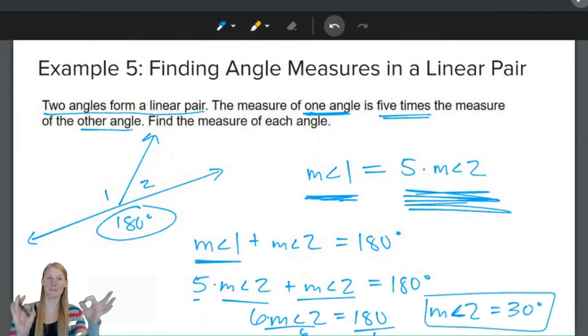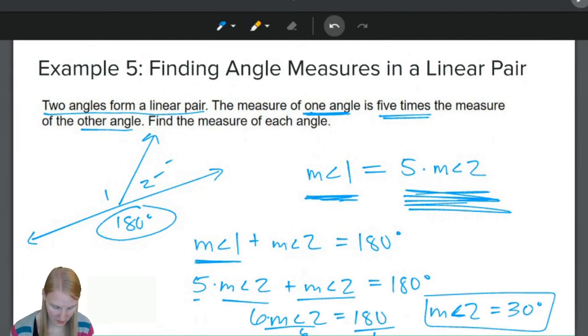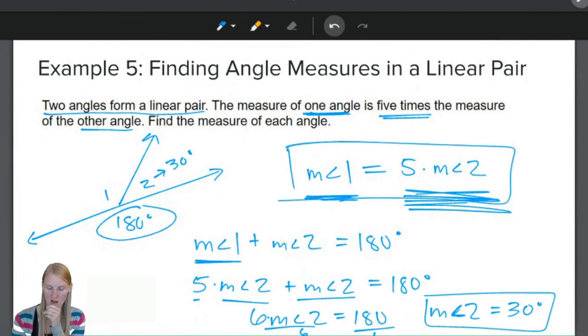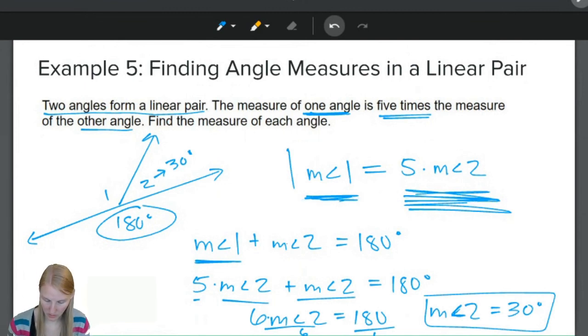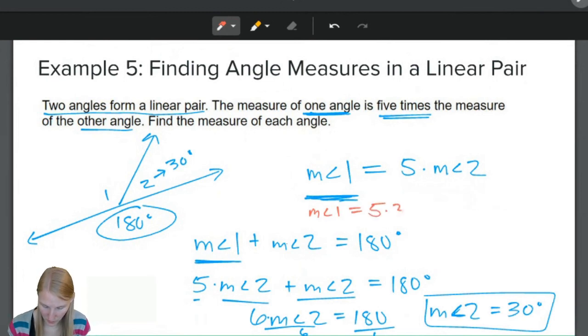Booyah! This is very good. Measure of angle 2 is 30 degrees. And now I know that the measure of angle 1 is 5 times that much. So, let's get a different color. The measure of angle 1 is equal to 5 times the measure of angle 2, which is 30 degrees. So the measure of angle 1 is 150 degrees.